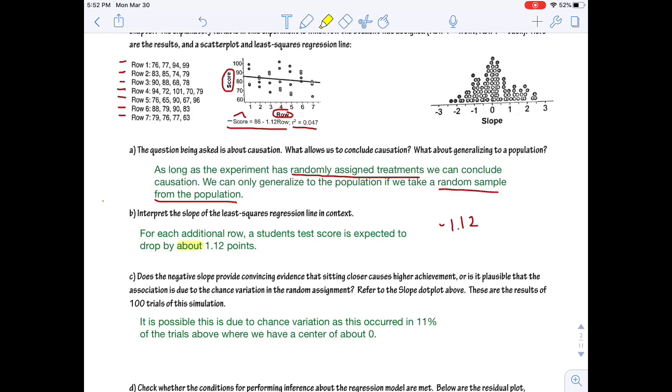Does a negative slope provide convincing evidence that sitting closer causes higher achievement, or is it plausible that the association is due to chance variation? That's really what we've been talking about all semester. Are the results we got usual or unusual based on what we know? And we always go in assuming that there is nothing. It's zero. The row doesn't change anything.